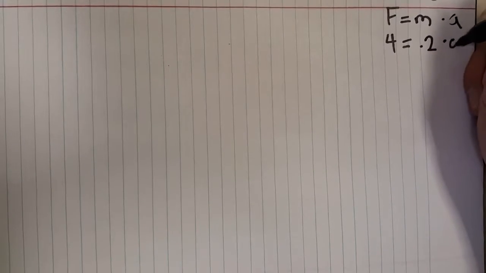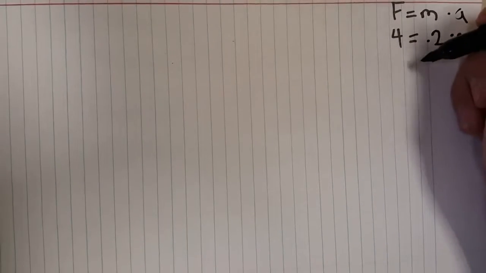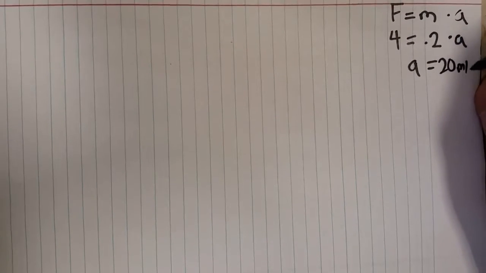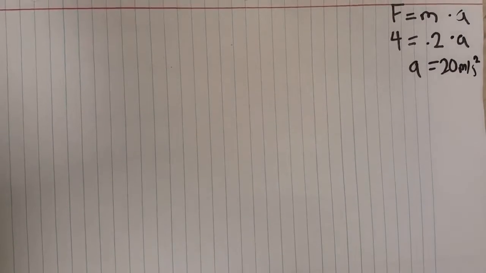Okay, so for number 5, part A asks for acceleration. Since we have the formula force is equal to mass times acceleration, we can plug force in as 4 and mass in as 0.2 times acceleration. If we solve that out, you get acceleration is equal to 20 meters per second squared.